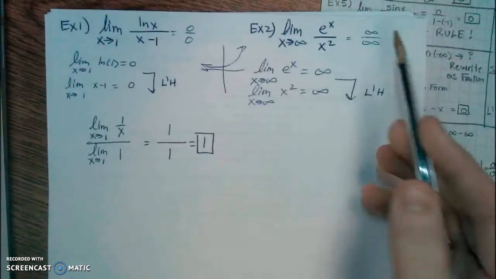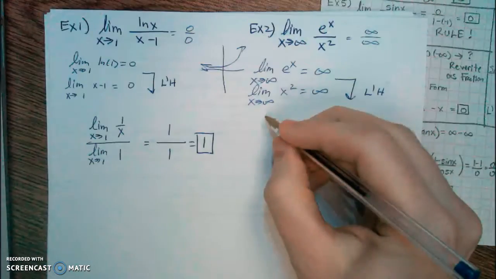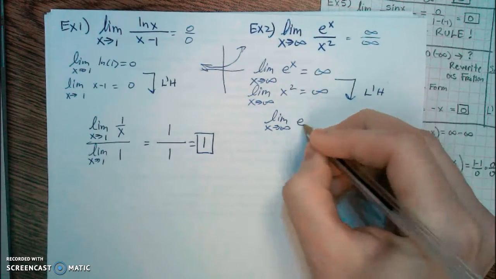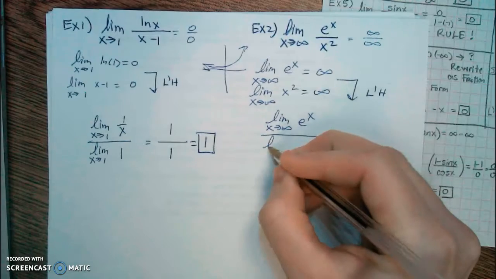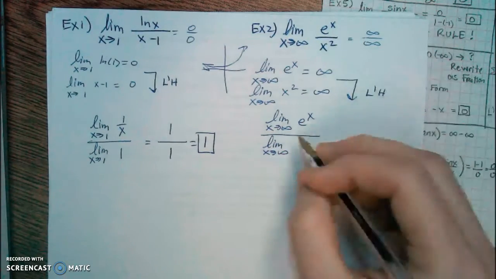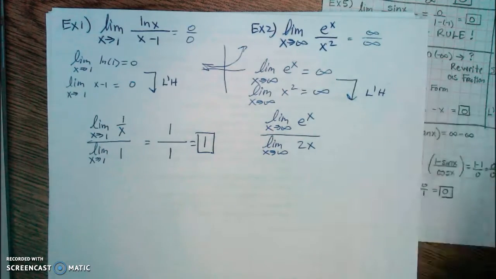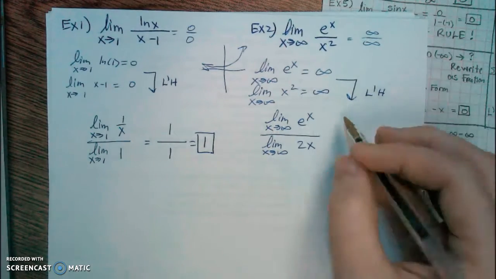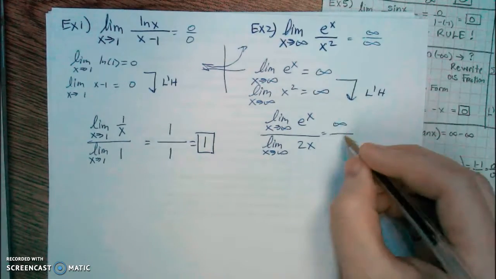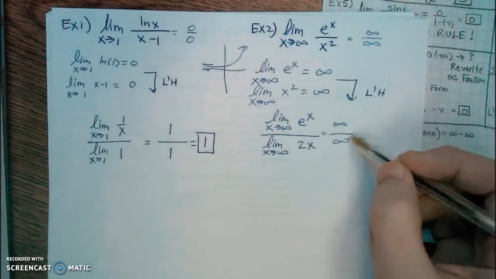So we're going to do the limit of the derivative of the top. The derivative of e to the x is e to the x, and then the limit of the derivative of the bottom. The derivative of x squared is 2x. And so here we get infinity again. And here we get infinity again. So we still don't have an answer.